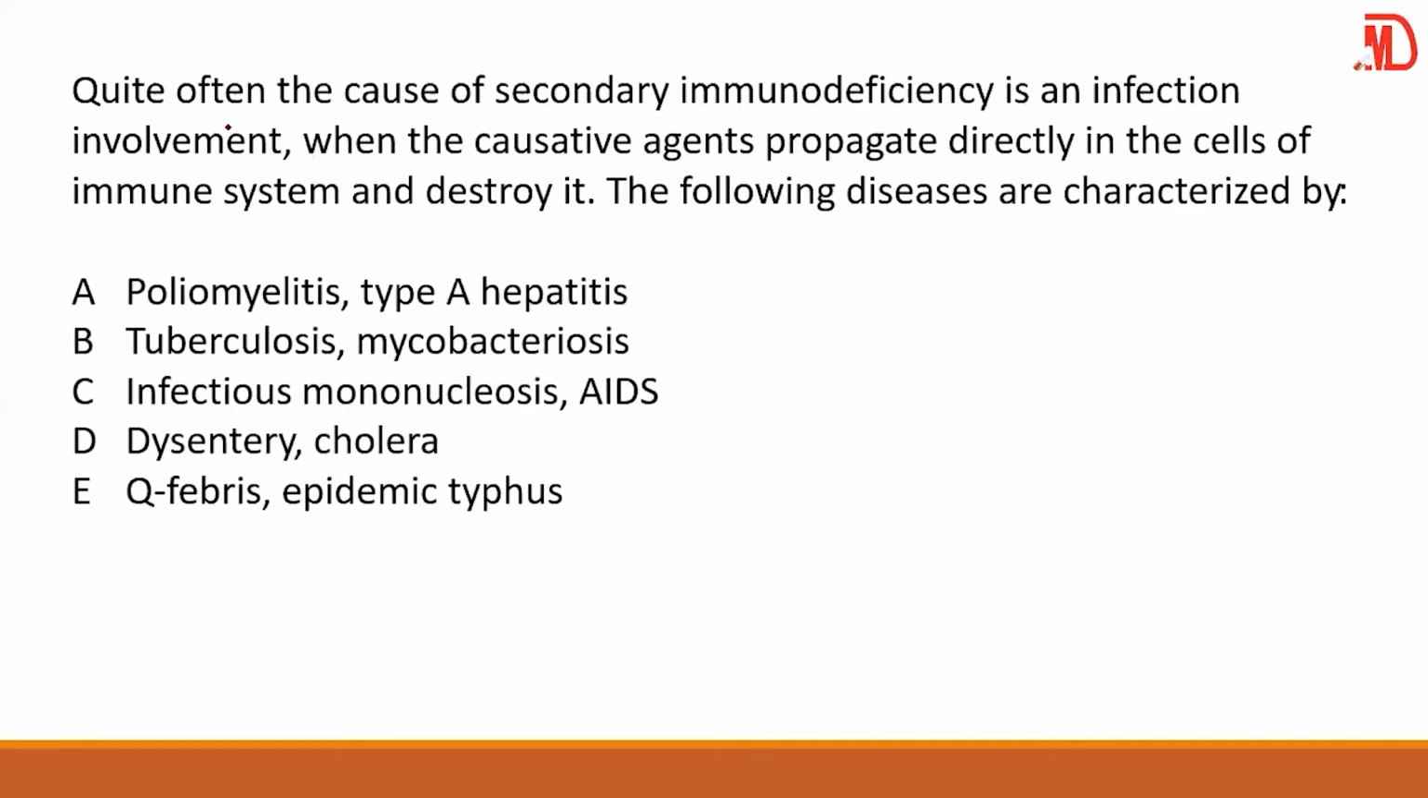So what do we have? They say quite often the cause of secondary immunodeficiency is an infection. When the causative agent propagates directly in the cells of the immune system, it destroys them. The following diseases are characterized by, so look at it, what are they talking about? Secondary immunodeficiency infection.